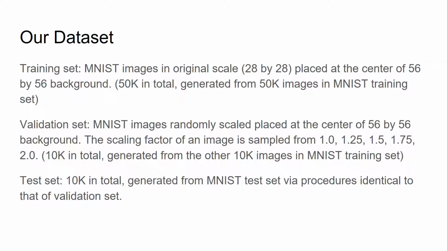For our dataset, the training set is basically the original MNIST images, but put on the same unified background. For our validation set, we randomly scale the MNIST images using scaling factors randomly generated from 1.0 to 2.0. There are 10,000 validation images in total. And the test set is generated in a similar way as the validation set.